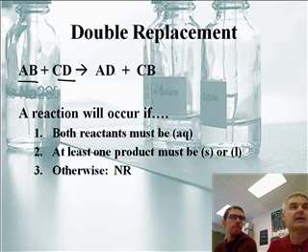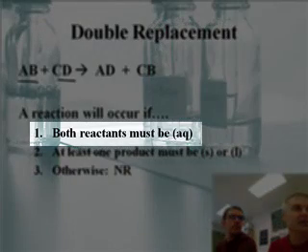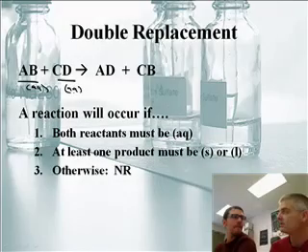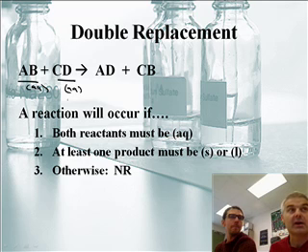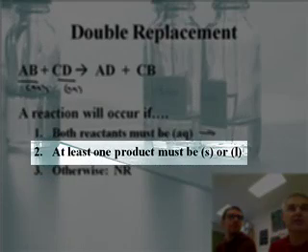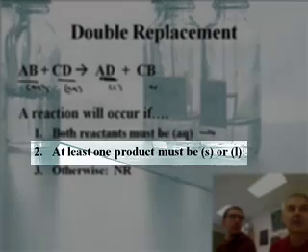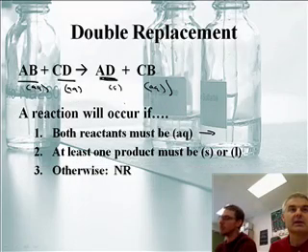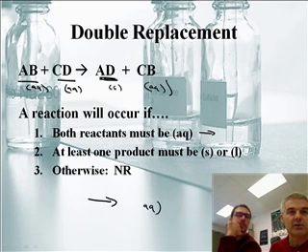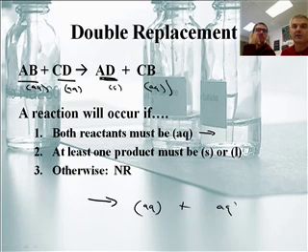Now this is the big question: does the reaction even occur? There are three tests you have to apply to determine whether the reaction will take place. First of all, both reactants must be AQ. So reactant A has to be AQ and reactant B has to be AQ. If one of them is an S or an NE, it does not work. You have to meet all of these criteria. Number two, at least one product must be S or L. So if one product is S and the other is AQ, you're good, it works. If they're both AQ, it doesn't work. If you have a product that makes an AQ plus another AQ, there is no reaction.